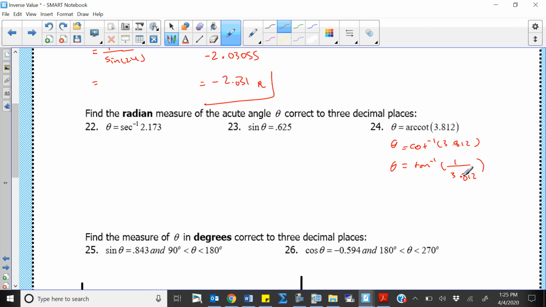So once again, I just wrote the reciprocal of both the terms that I have here. Reciprocal of cotangent is tangent. Reciprocal of this number is this number. And then use our calculator to find this. Okay, let's go to the next part.